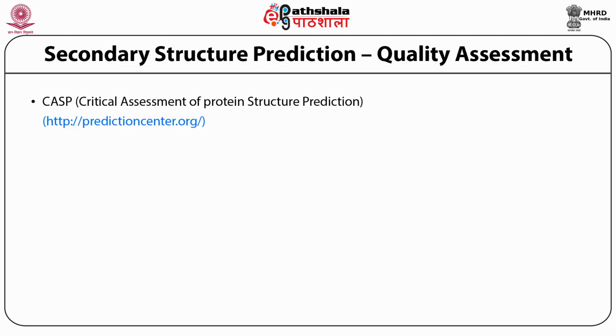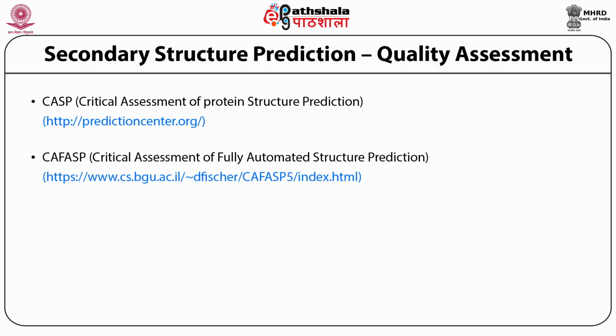It is a community-wide experiment for protein structure prediction taking place every 2 years since 1994. CASP provides an opportunity to assess the quality of available automated, semi-automated and manual programs. CAFASP deals with critical assessment of fully automated structure prediction methods, and runs once in 2 years in parallel with CASP. Both CASP and CAFASP are conducted in a double-blind fashion.